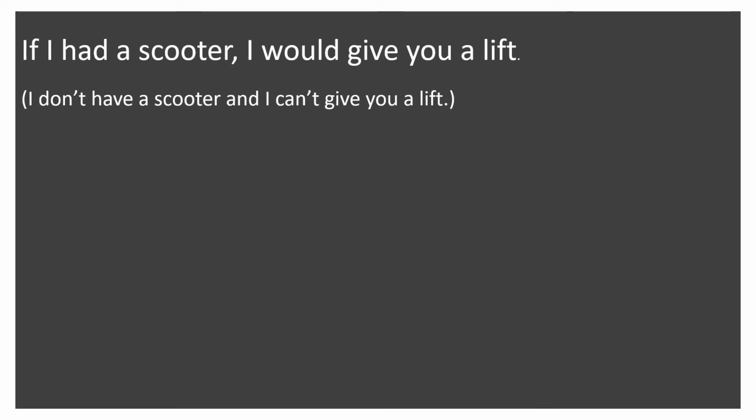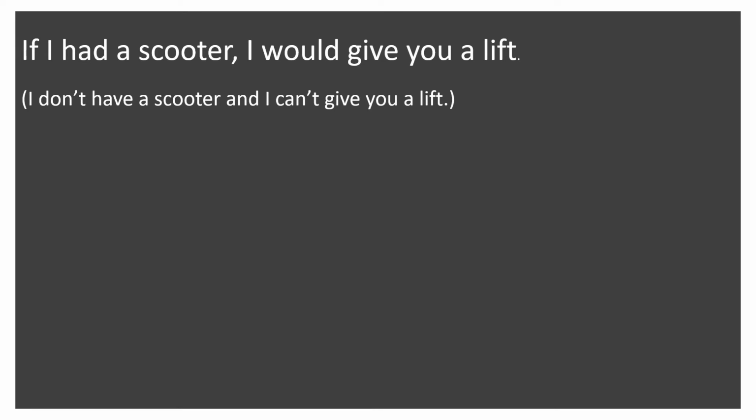I don't have a scooter and I can't give you a lift. So what the speaker is doing here, he's just imagining. He's imagining a situation where he had a scooter and then he would give you a lift. The speaker doesn't have any scooter, nor can he give any lift to any person, but simply he is imagining, if I had a scooter, I would give you a lift.